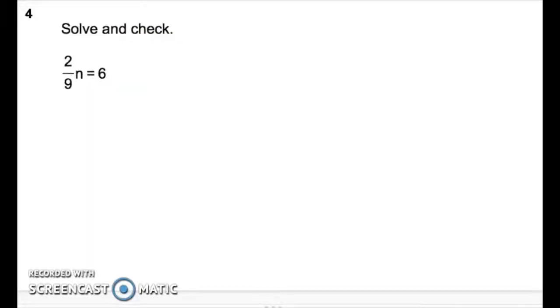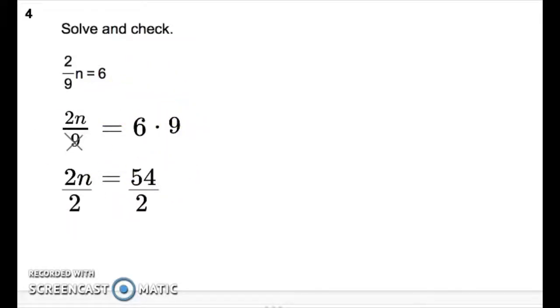Number 4 says to solve. We have 2 over 9n equals 6. The first thing I like to do with these is rewrite that 2 over 9n as 2n over 9. It's the same thing. So then from there, I cross out the 9 and bring it to the other side and multiply it to 6. So I have 2n equals 6 times 9, which is 54. Divide both sides by 2, and n equals 27, which is going to be the answer.